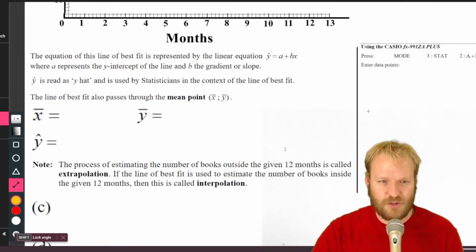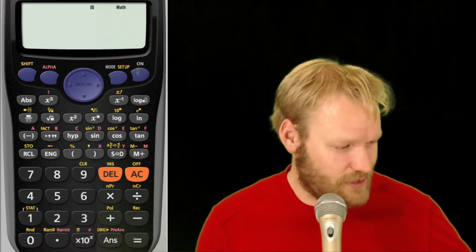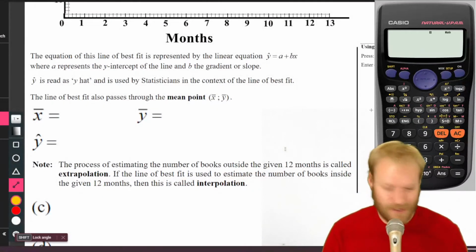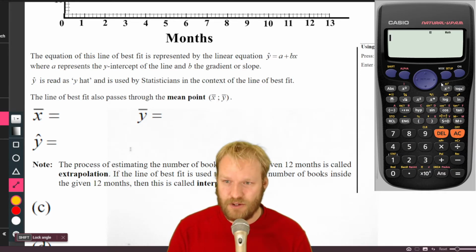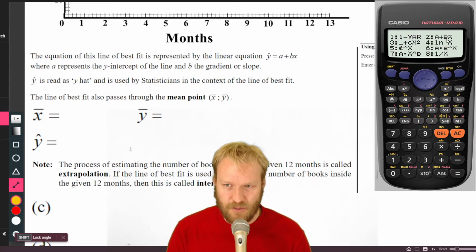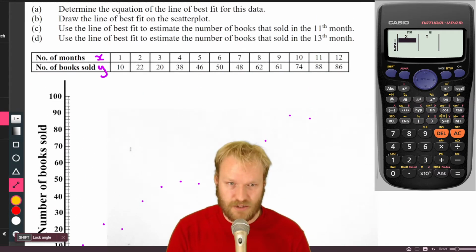For this, what you're going to need is your calculator. There is mine. Whoa, that's a big calculator. On our calculator, we need to make sure that we go into stats mode. So we go mode, stat, and before we used 1-var, and this time we're going to use a plus bx, so number 2. You can see this has x and y, so we can input those x and y values.